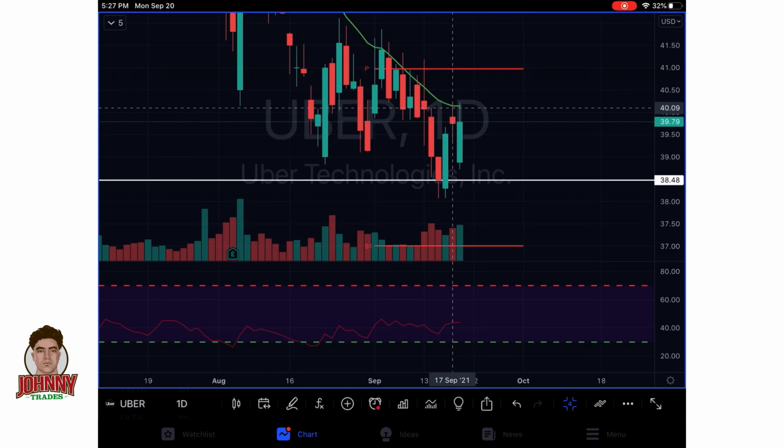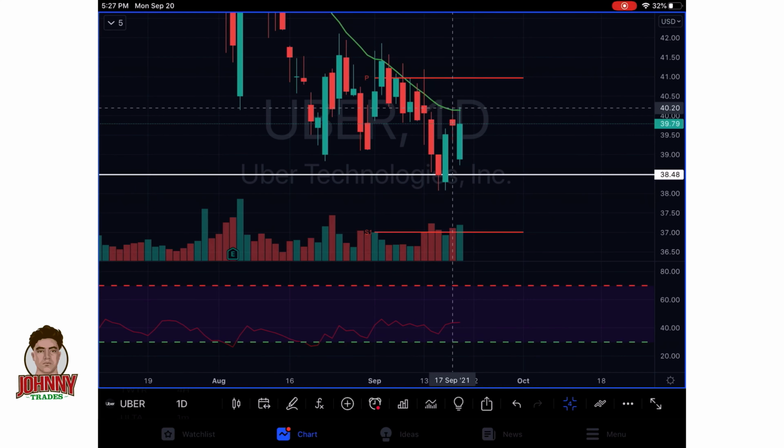So that's how you play reversals, right? You find your key level, you find confirmation of a reversal, and number three, you take profits at the next resistance. This strategy is very simple. You just have to have the experience to know when it's time to actually use it, right?